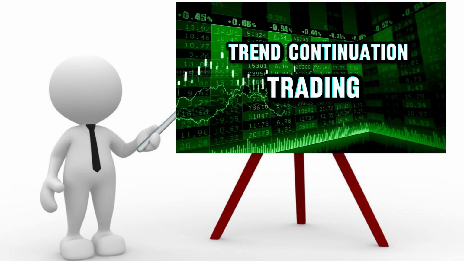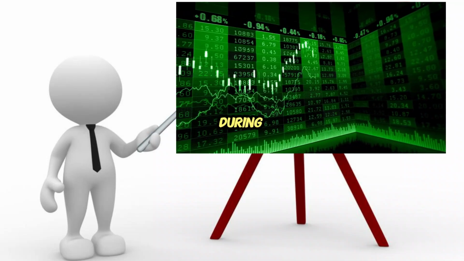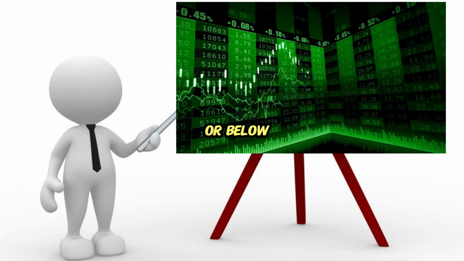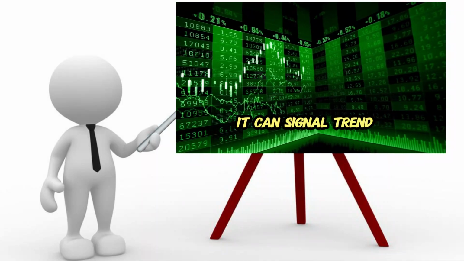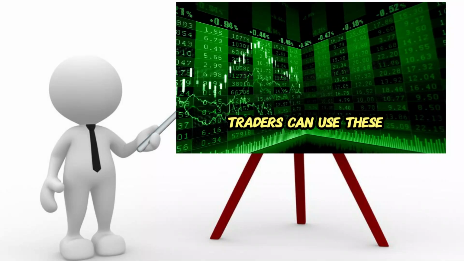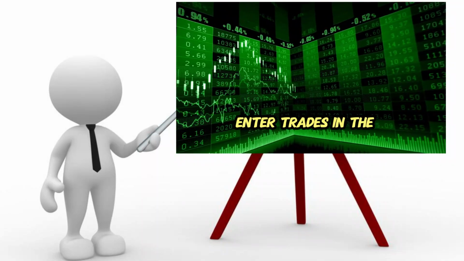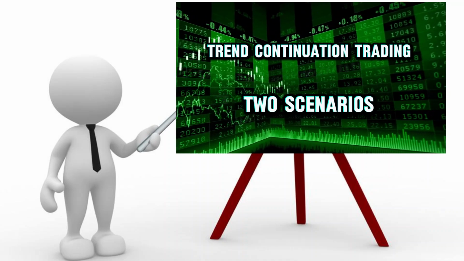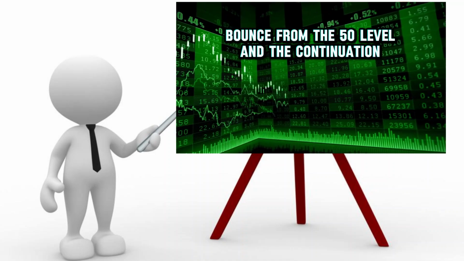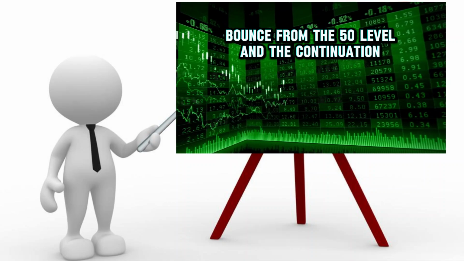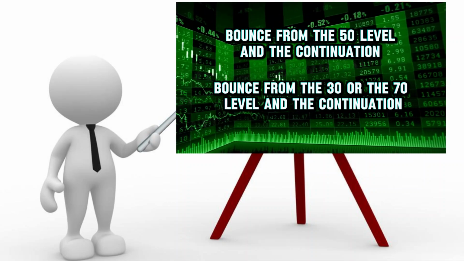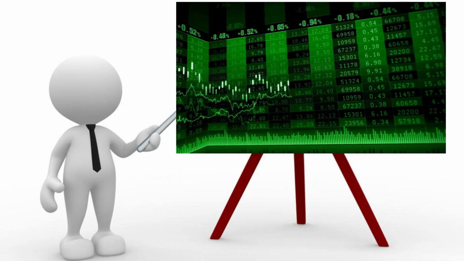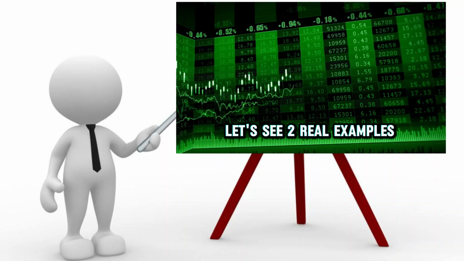First, we will talk about trend continuation trading. During periods of strong momentum, indicated by an RSI above 70 for uptrends, or below 30 for downtrends, it can signal trend continuation. Traders can use these periods of high momentum to enter trades in the direction of the trend, expecting the strong momentum to continue. We have two scenarios of trend continuation trading: the bounce from the 50 level and then the continuation, and the bounce from the 30 level in an uptrend or the 70 level in a downtrend, and then the continuation. I'll show you two examples of trend continuation trading.